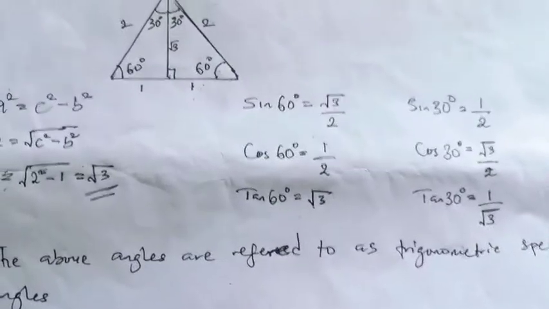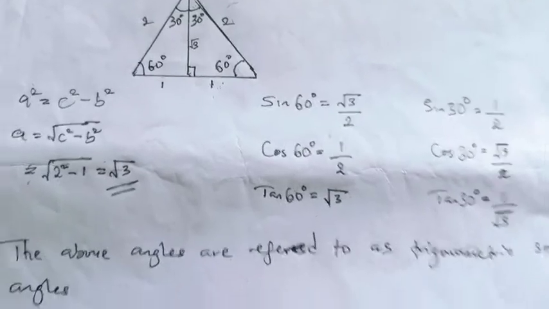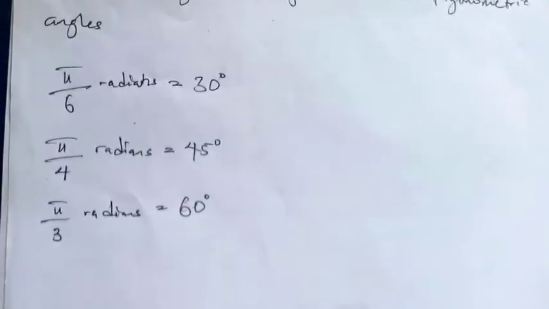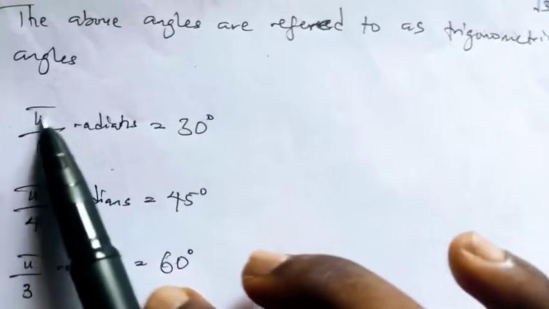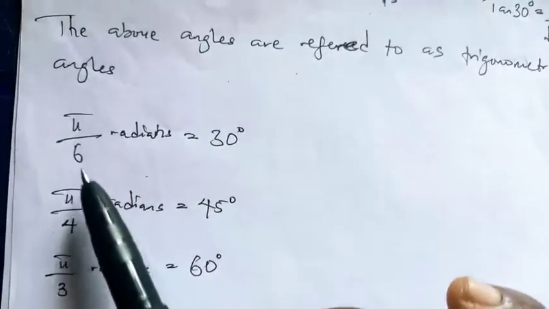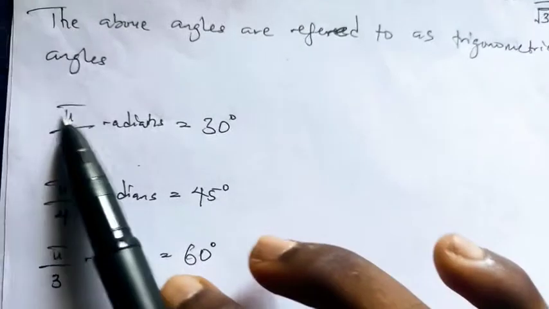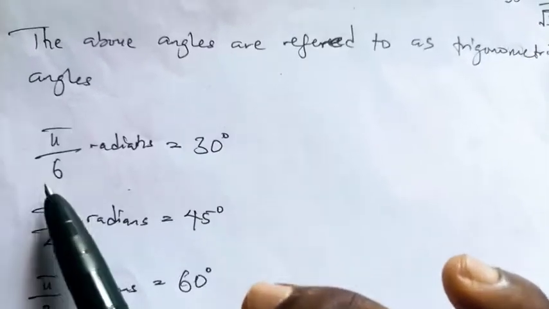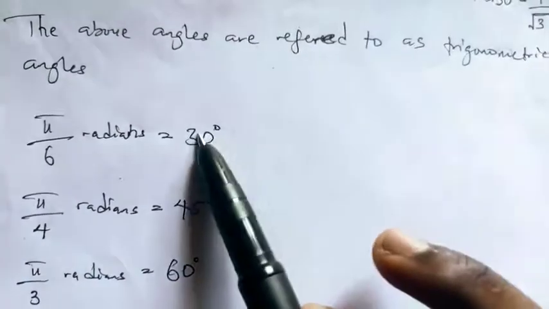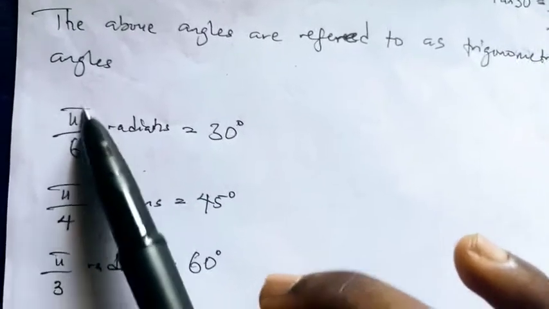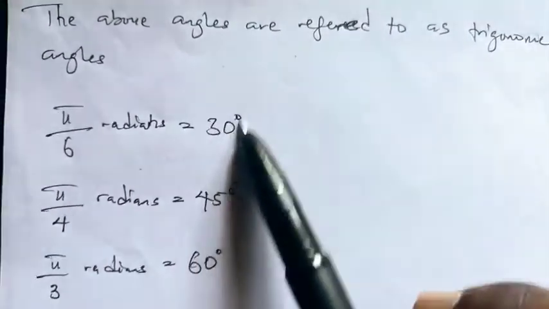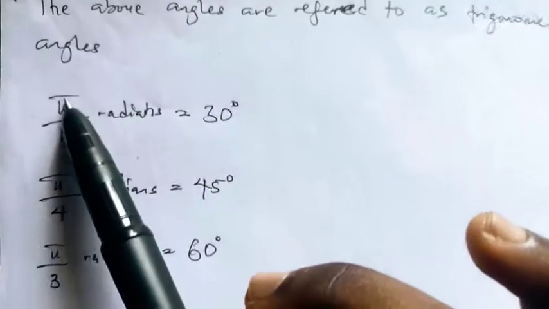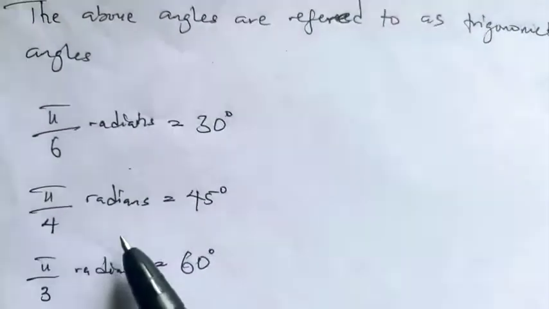Now, these special angles can be represented in radians, and this is it, where 1 pi, rather, is equal to 180 degrees. So 180 divided by 6 here will give me 30. So pi divided by 6 gives me 30 degree. So another way of writing 30 degree in radians is equal to pi over 6.